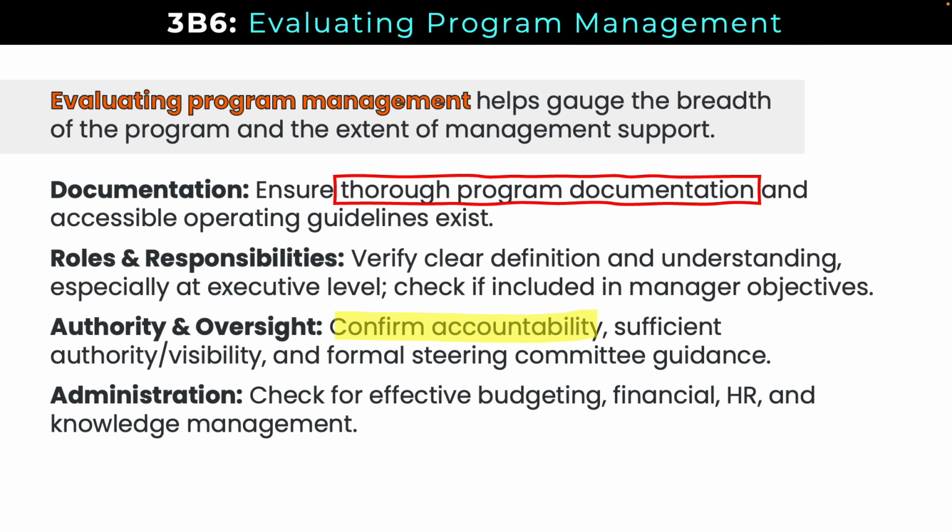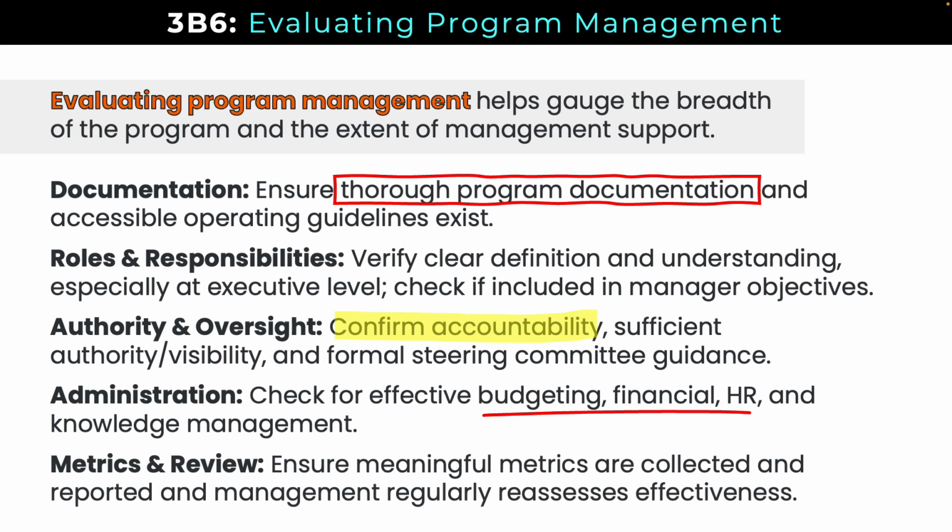Administration, so checking for effective budgeting, financial, HR, and knowledge management. Making sure we have those administrative resources in place. And metrics and review, ensuring meaningful metrics are collected, relevant, measurable, actionable, and they're reported, and management regularly reassesses effectiveness of the program and the metrics used to measure.